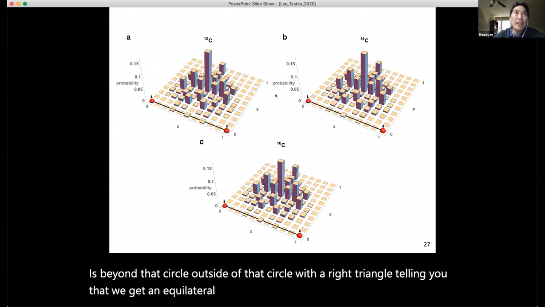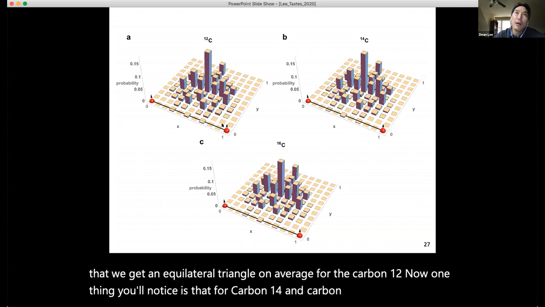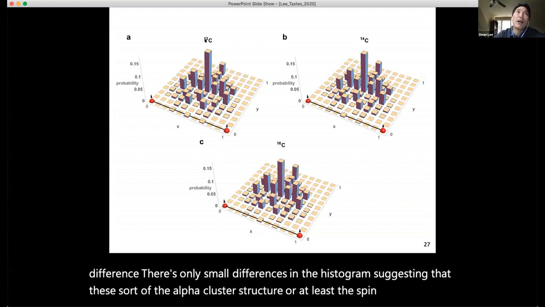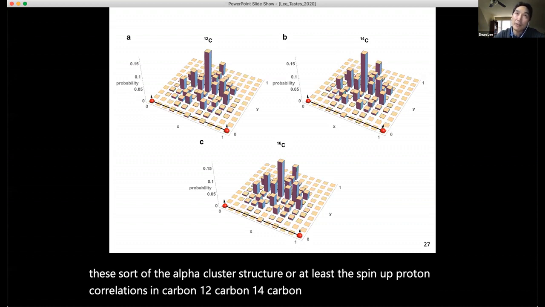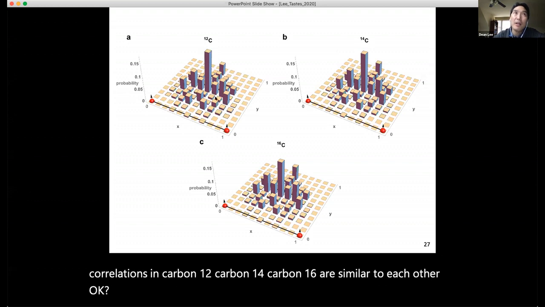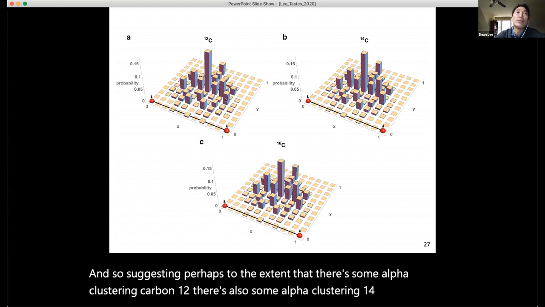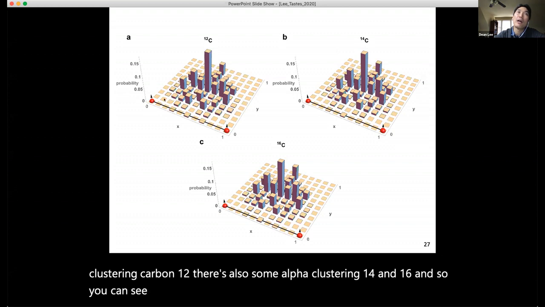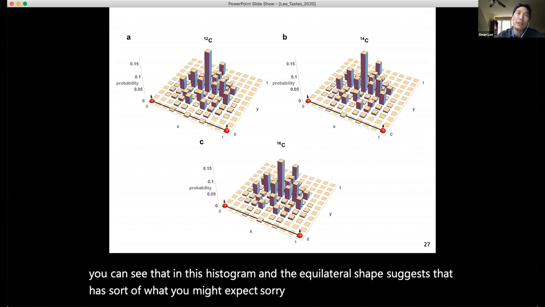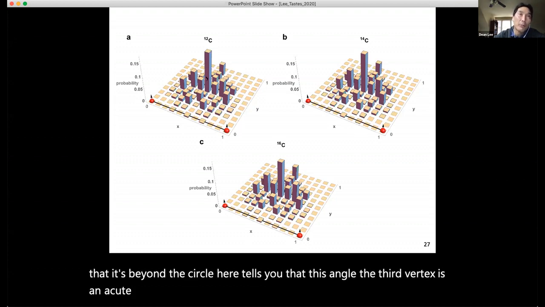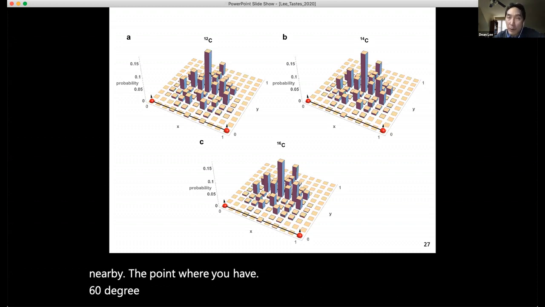Now, one thing you'll notice is that for carbon-14 and carbon-16, it's really not that different. There are only small differences in the histogram, suggesting that the alpha cluster structure, or at least the spin-up proton correlations in carbon-12, carbon-14, carbon-16 are similar to each other. Okay, and so suggesting perhaps to the extent that there's some alpha clustering in carbon-12, there's also some alpha clustering in 14 and 16. And you can see that in this histogram. And the equilateral shape suggests what you might expect. Sorry, this is the acute angle. The fact that it's beyond the circle here tells you that this angle, the third vertex, is an acute angle, and there probably will be then a maximum nearby the point where you have a 60-degree angle or an equilateral triangle.